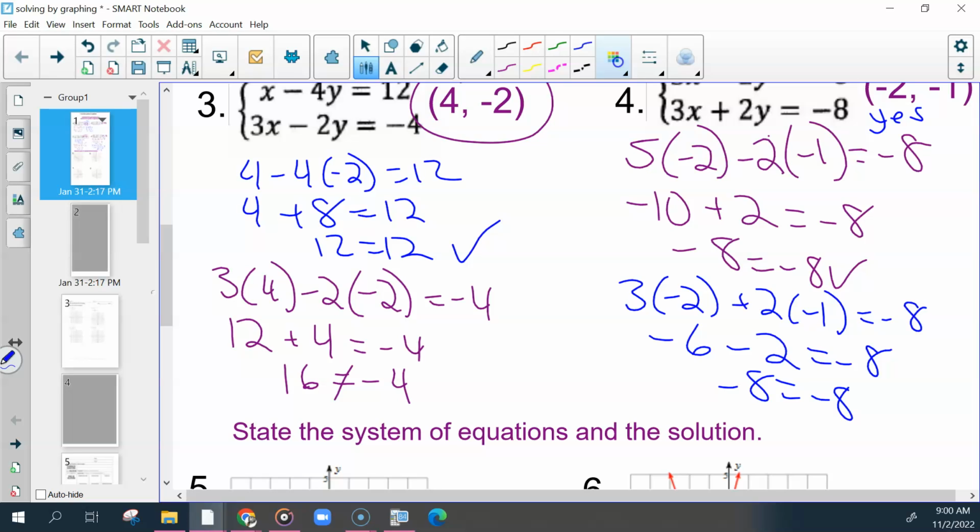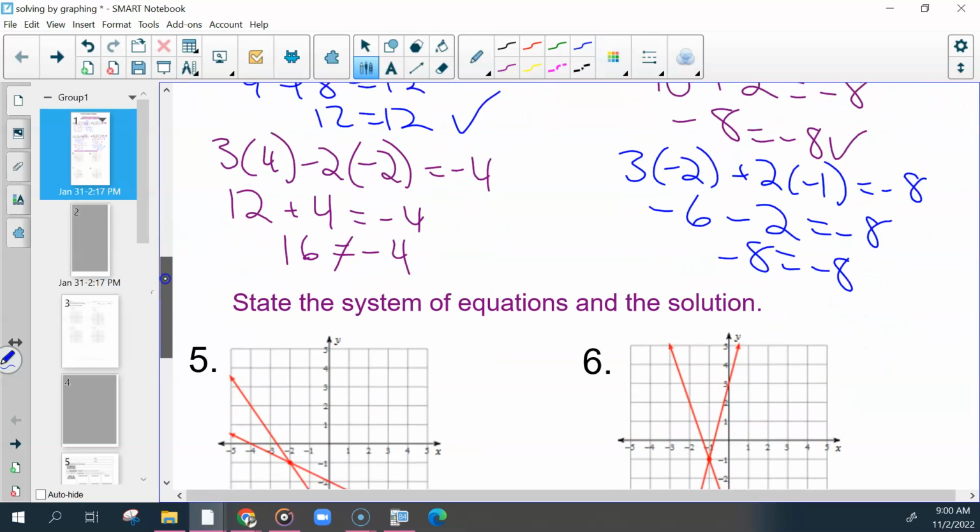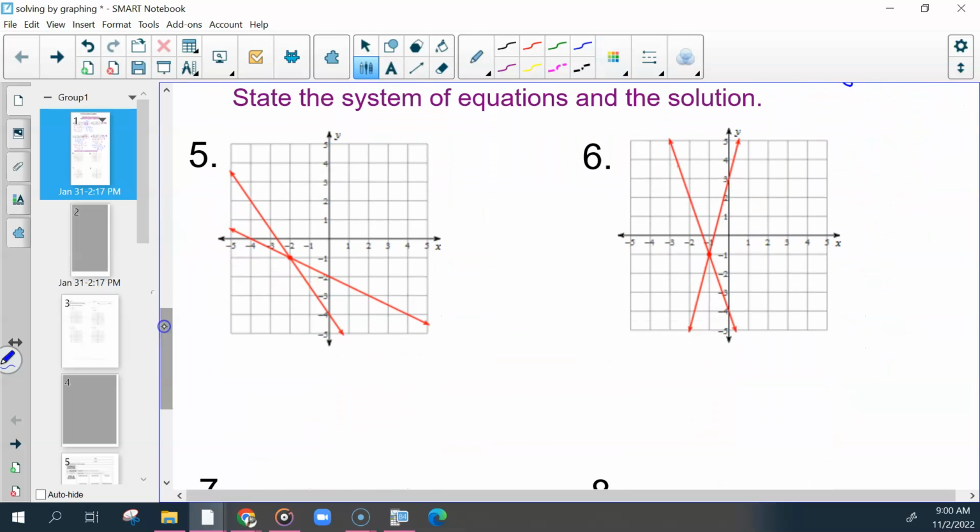Okay, so that's how you check yourself. If you've already graphed them, because one way to solve systems of equations is by graphing, you have to find where they intersect. So find that point and list it as an ordered pair. That would be your answer, your solution.